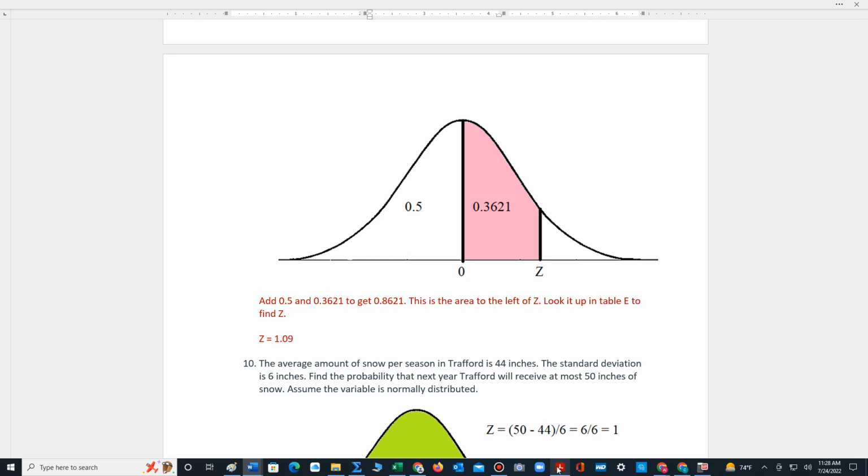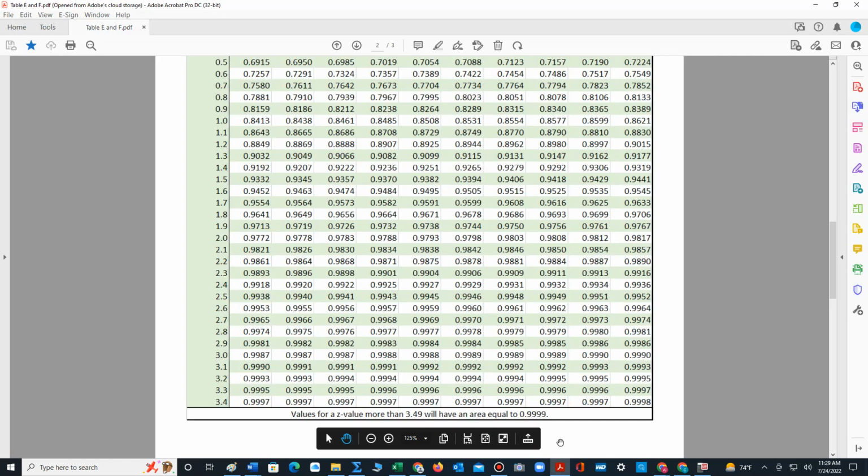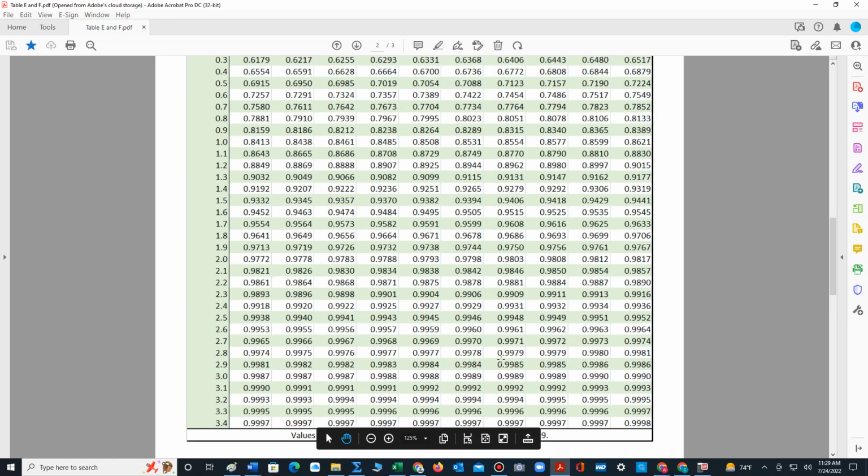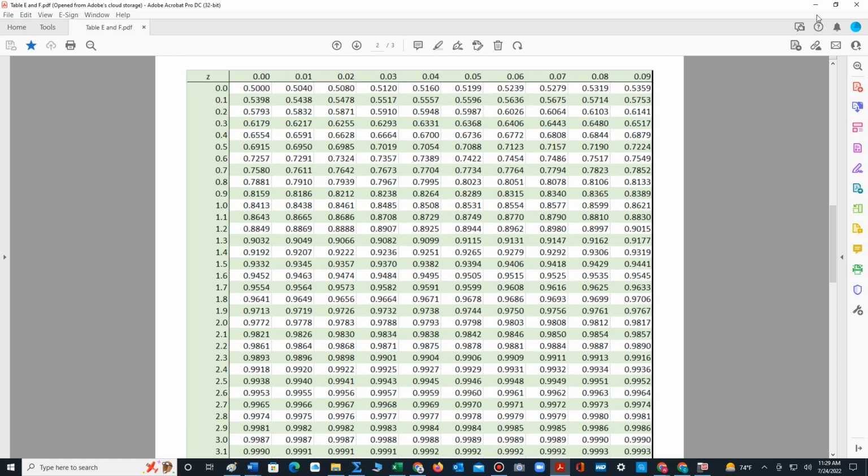Now we look up that area in table E, 0.8621. You have to scan for it, and here it is. 0.8621 is 1.0, and I believe that's 9.